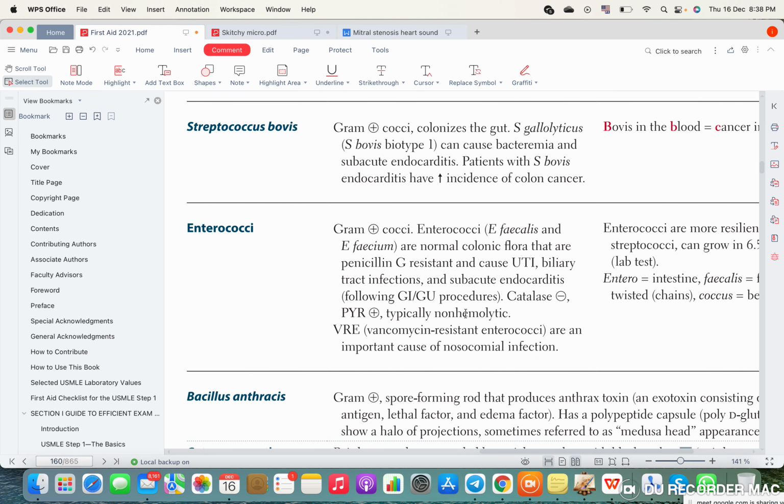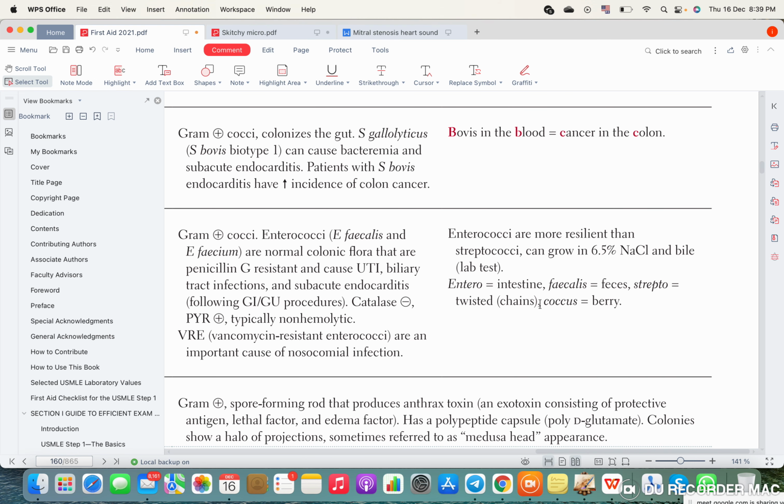They also tell you here that it is catalase negative, BYR positive, and it's typically non-hemolytic. If it's not hemolytic, is it alpha, beta, or gamma type of hemolysis? It's gamma. So VRE, vancomycin-resistant enterococcus, is an important cause of nosocomial infection, which happens inside of the hospital. Enterococci are more resistant than Streptococcus, and they can grow in 6.5% hypertonic solution, and even in bile acids. They can grow over anything. Entero is intestine, faecalis basically means feces. Streptococcus and cocci are berry.